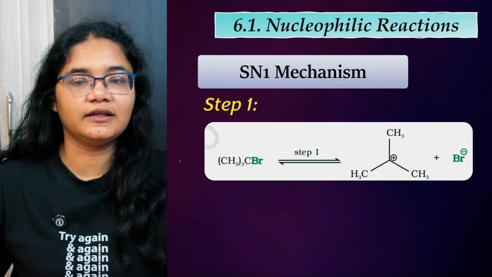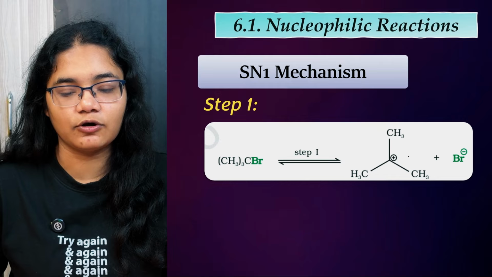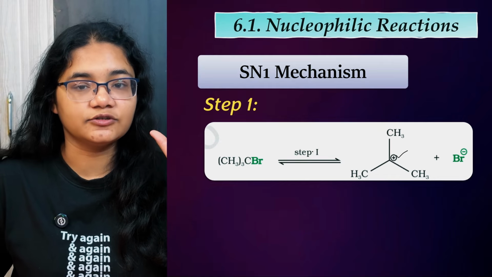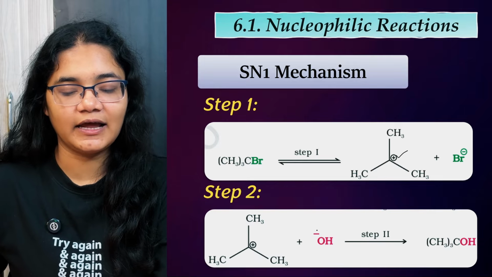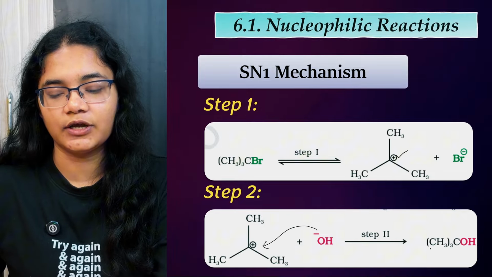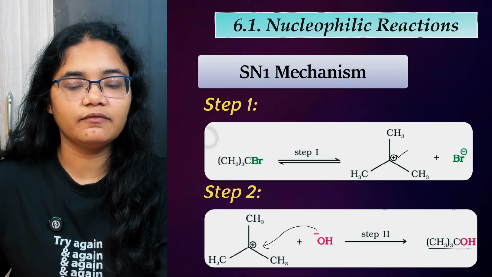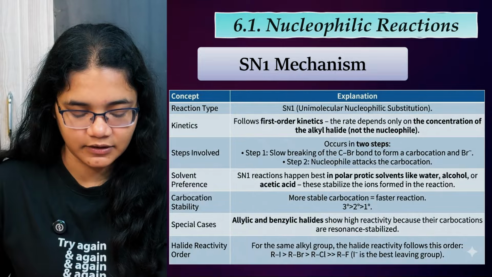So in SN1, the reaction takes place in two steps. First is the formation of carbocation. This is a slow step, and the second step is the attack of the nucleophile. Okay, so here you will get this as the product. Now we will look at the SN1 mechanism in detail.